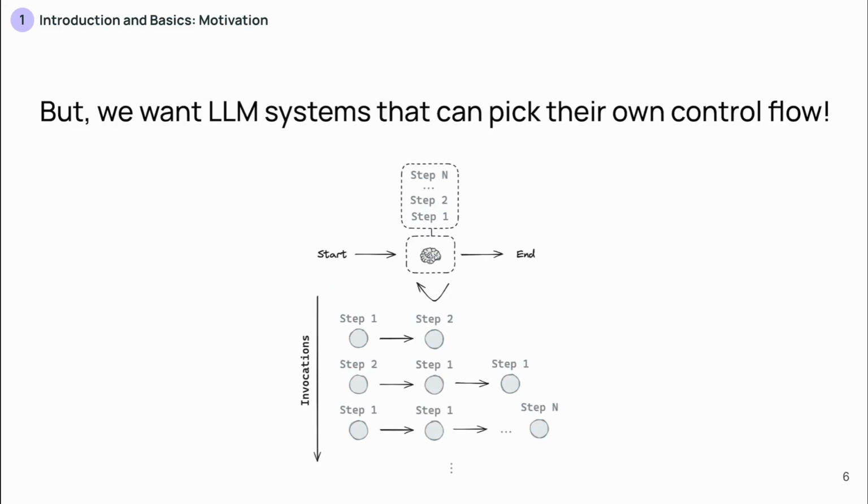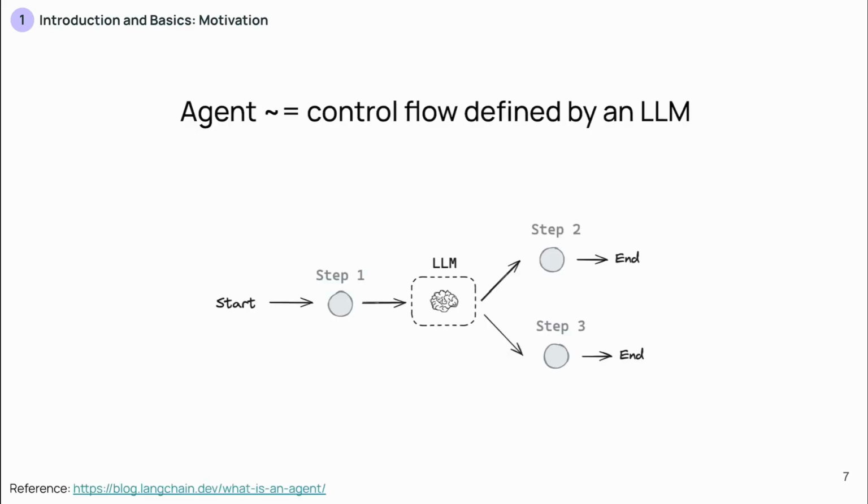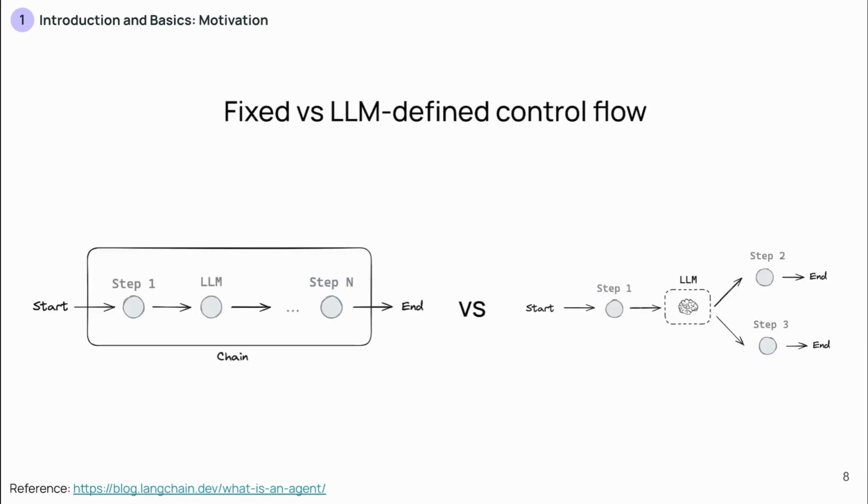But we do want LLM systems that can pick their own control flow for certain kinds of problems. Like you may want an LLM application that can choose its own set of steps depending on the problem it's faced. And this is really what an agent is. This is at least one simple definition of an agent. It's a control flow that's actually defined by an LLM. So you have chains, which are fixed control flows that are set by the developer. You have agents, which are LLM-defined control flows.